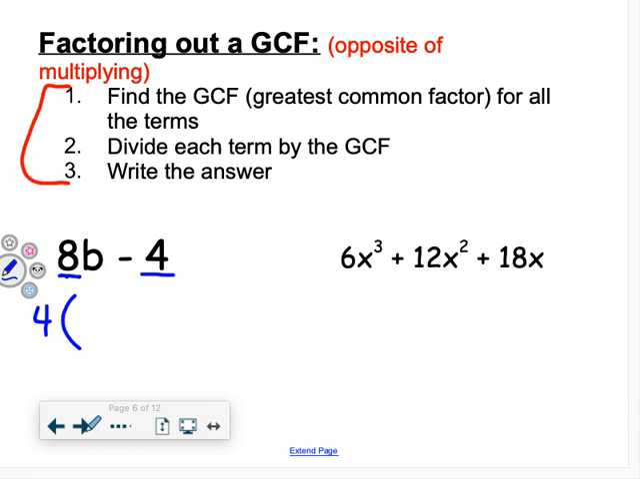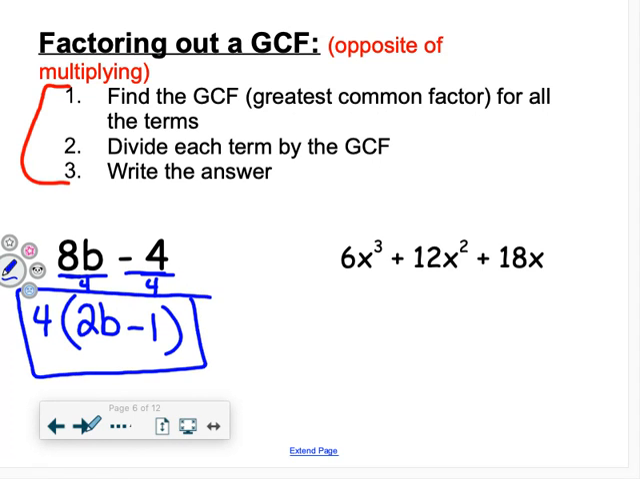So now we think to ourselves, okay, I got to divide 8b by 4. We do that, we're left with 2b. Now I have to divide negative 4 by 4. If I do that, we get negative 1. And we have now factored out our GCF. So let's try one more over here. Look at our numerical values first. Our greatest common factor numerically is 6. They're all divisible by 6.